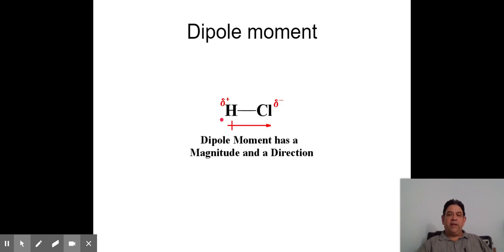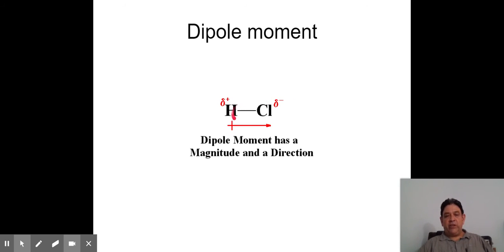One thing I want to explain is that a dipole moment has a magnitude and a direction. In other words, there are things that are a little bit polar, more polar, and very polar. So it's not just polar or non-polar, but at this point we're basically going to be treating it as polar or non-polar. But there are levels of how polar something is, or polarity.